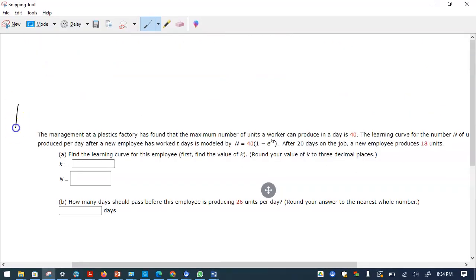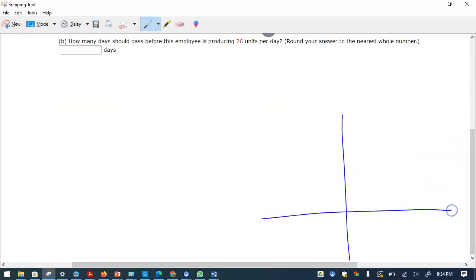So practice problem number 10 is asking us, yet again, why we learn log and exponential functions. Here, the management at a plastic factory has found that the maximum number of units a worker can produce in a day is 40. So that's the maximum. In a day, nobody can produce more than 40. So 40 is just like a horizontal asymptote right there.